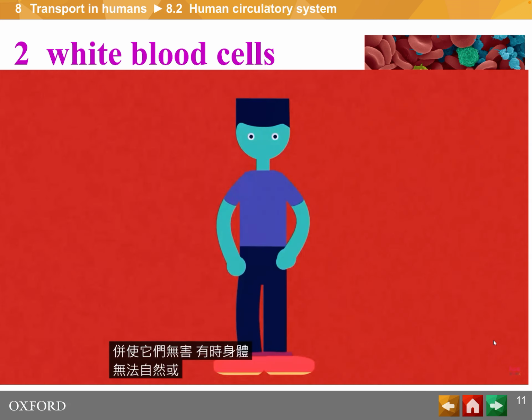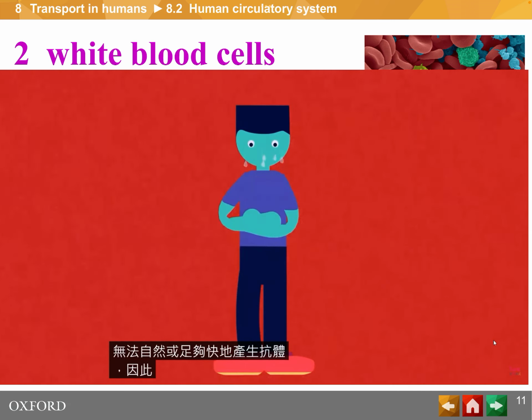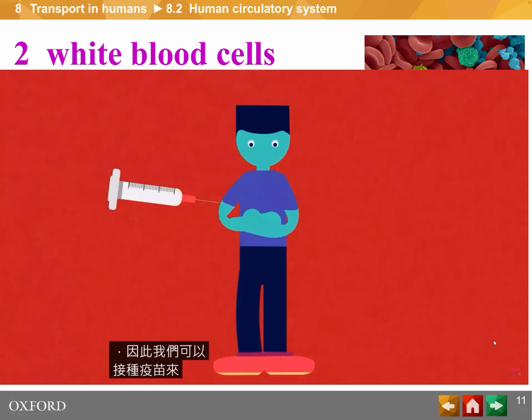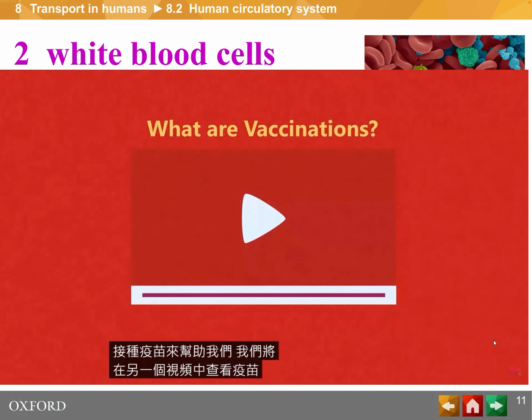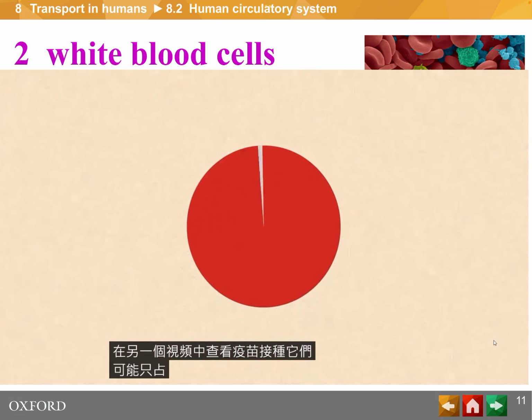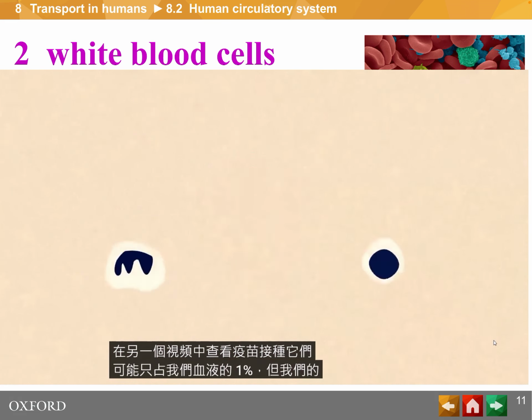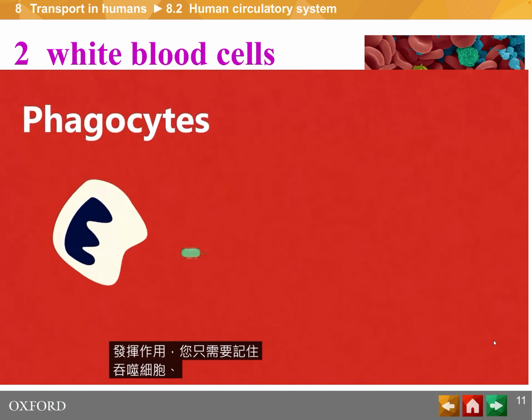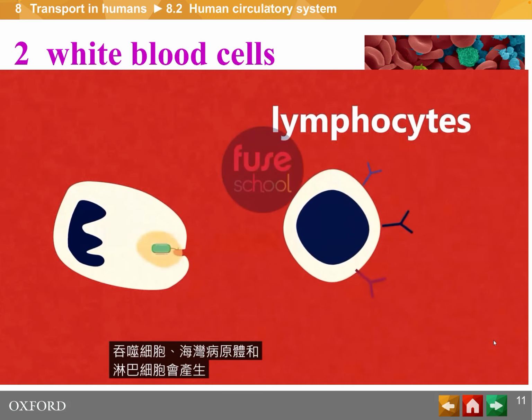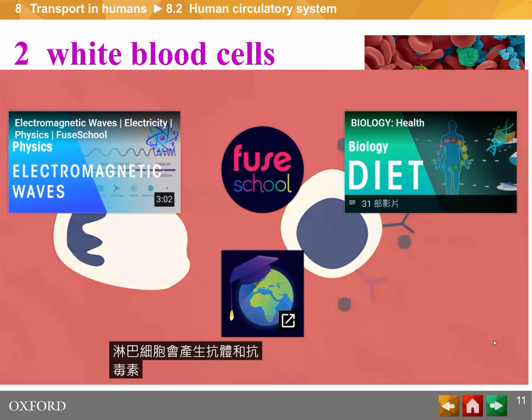Sometimes the body cannot produce antibodies naturally or fast enough, and so we can have vaccinations to help us out. We will look at vaccinations in another video. They may only be 1% of our blood, but our white blood cells can really pack a punch. You just need to remember that phagocytes engulf pathogens, and lymphocytes produce antibodies and antitoxins.